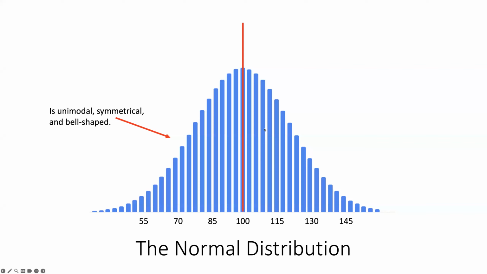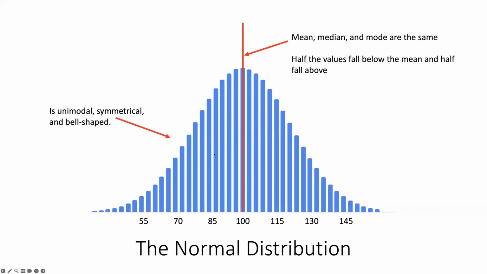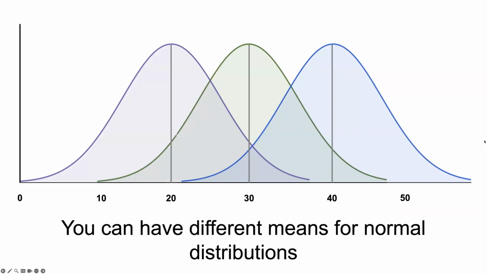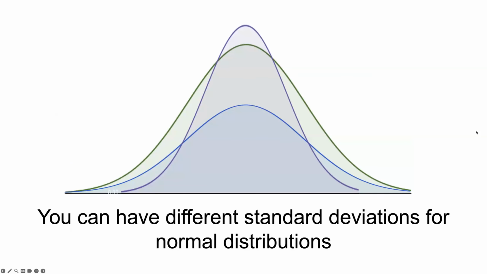So this normal distribution is unimodal. There's a single highest point. It's bell-shaped, it's symmetrical. You can cut it in half and match it on the other side. The mean, median, and mode are the same. And half the values are going to fall above the mean and half below the mean. So you can have different means. As with the IQ score, the mean was 100. That's going to depend on what you're measuring. And then you can also have different standard deviations for normal distributions. Again, that's going to depend on what you're measuring.